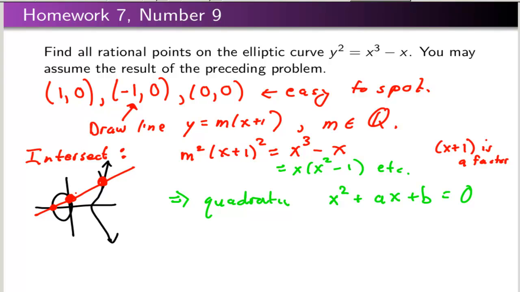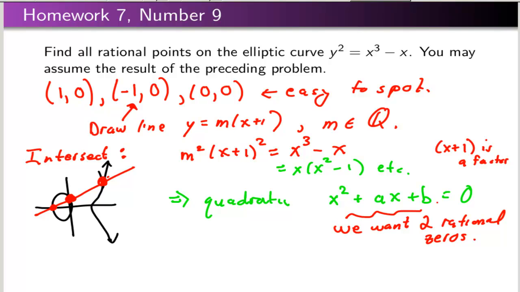And we want both of those points to have rational coordinates. That means we want 2 rational zeros. And every rational point on the curve will be of this type, because if we started with one of these 2 points being rational and I drew a line of slope m connecting those points, it would have a rational slope.